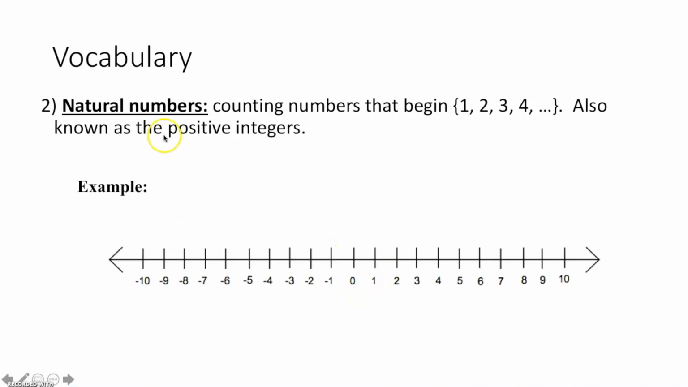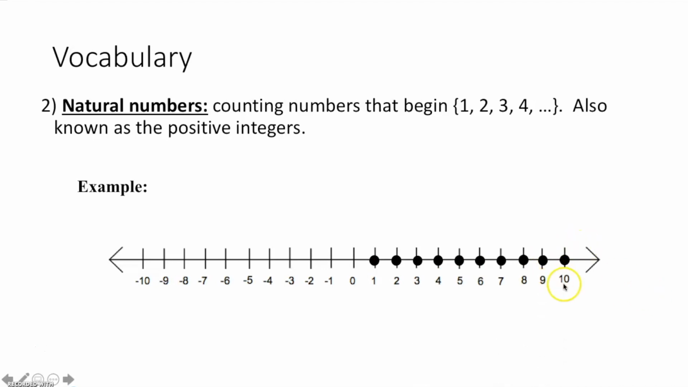The next thing we're going to talk about are natural numbers. Those are counting numbers that begin at 1 and they go 1, 2, 3, 4, and so on, all the way to infinity. These are also known as the positive integers. Integers we're going to talk about in a second. Let's just focus on natural numbers for right now. Those are just basic counting numbers, starting with 1. They're going to be on the right-hand side of 0 on our number line. It's going to be like 1, 2, 3, 4, 5, 6, 7, 8, 9, 10.